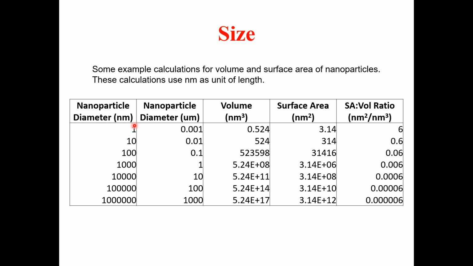you can see that when the nanoparticle diameter increases, the surface to volume ratio decreases drastically. For a smaller diameter, we have a very big number, that is 6, for the surface to volume ratio. Then for 10 nanometers, the ratio is 0.6. For 100 nanometers, the ratio decreases to 0.06. If we further increase the particle size up to 1000 nanometers, the ratio is reduced to 0.006, in nanometer squared to nanometer cubed.